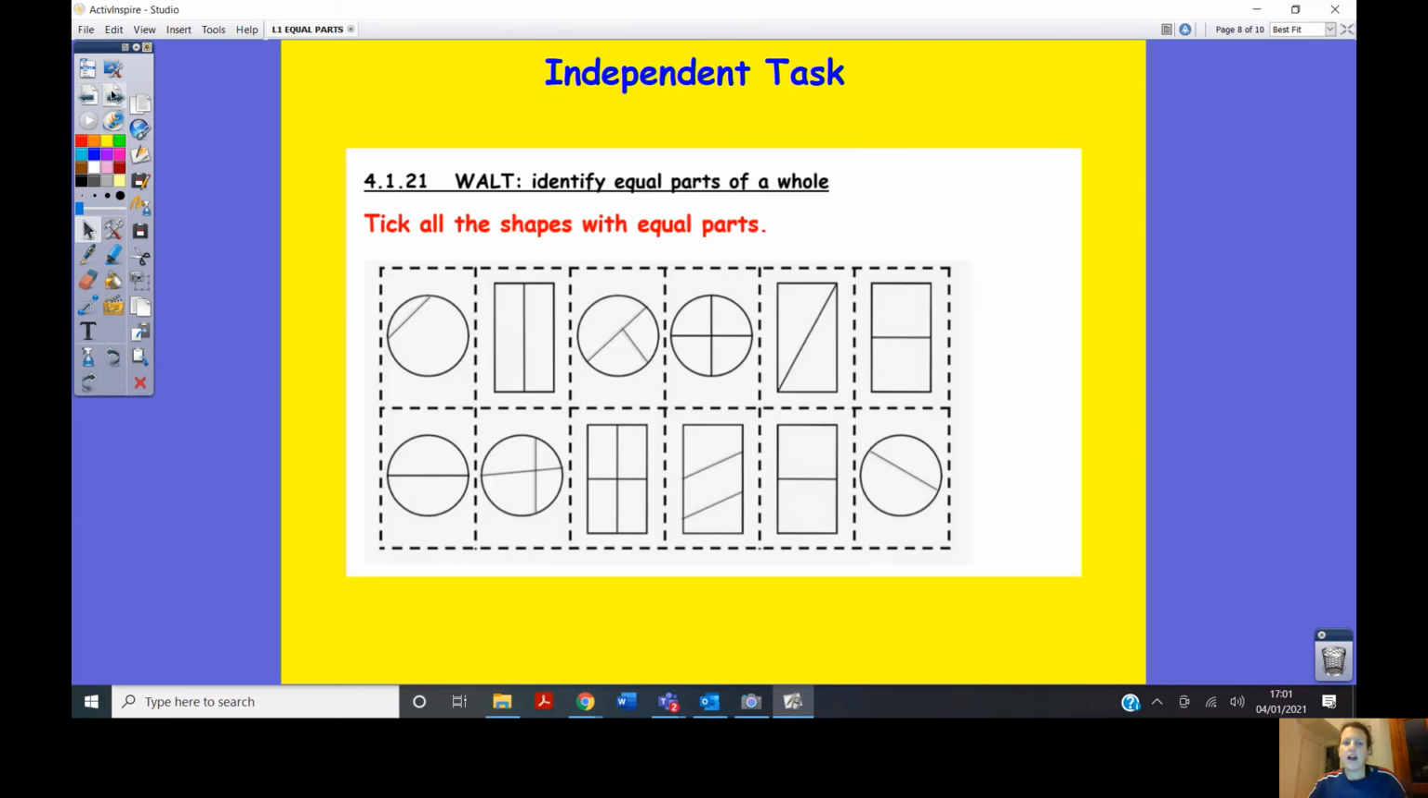Okay, well done. Now, you will have a link to your independent task where you're going to be identifying whether a shape has equal parts or not, and also there is a reasoning challenge.